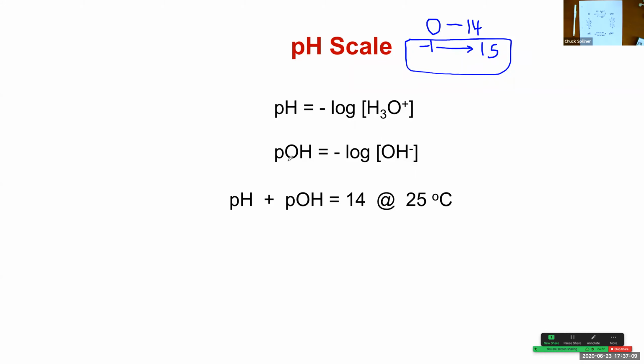You can also calculate a pOH, which is minus the log of the hydroxide ion concentration. So that's where the pOH scale comes from. And they're opposites. So if the pH scale goes up from 0 to 14, and this is pH, the pOH does the opposite. The pOH goes from 14 to 0.